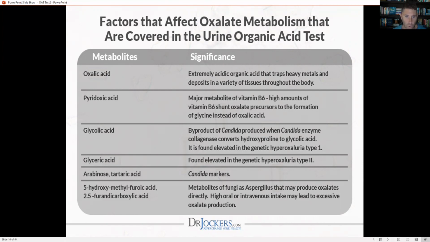Again, arabinose, tartaric acid, Candida markers. 5-hydroxymethylfuroic acid is a metabolite of fungi such as Aspergillus. So these different fungi or molds can elevate oxalates as well. So these are the key markers that you want to look at when you're analyzing oxalate metabolism.